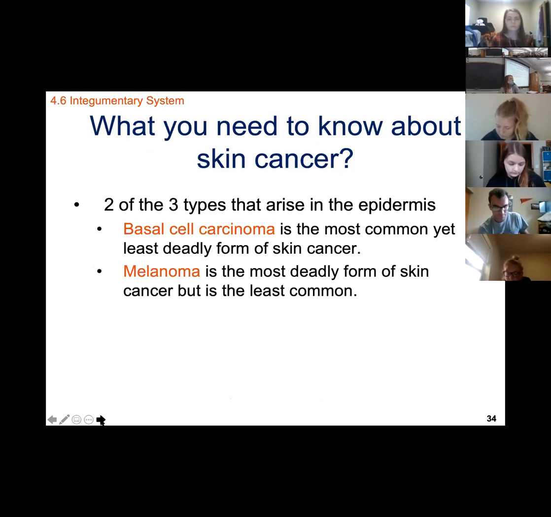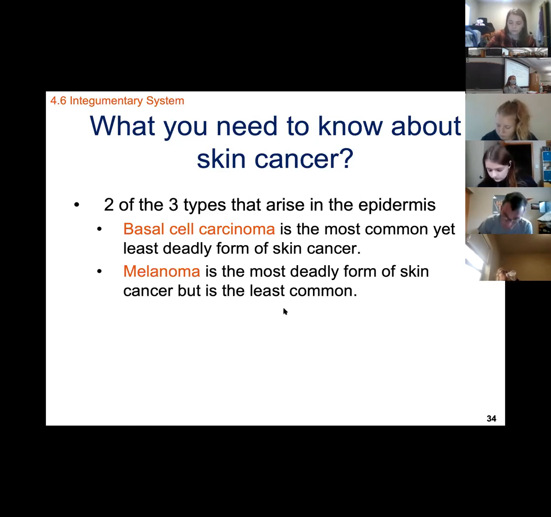Okay. What do you need to know about skin cancer? Skin cancer is very common, common in a sense that you hear about it a lot. Most of the time, it does not lead to death, but it can. It just depends on the type. So we have 2 of the 3 types that arise in the epidermis. So remember where the epidermis is? It's on top of the dermis.